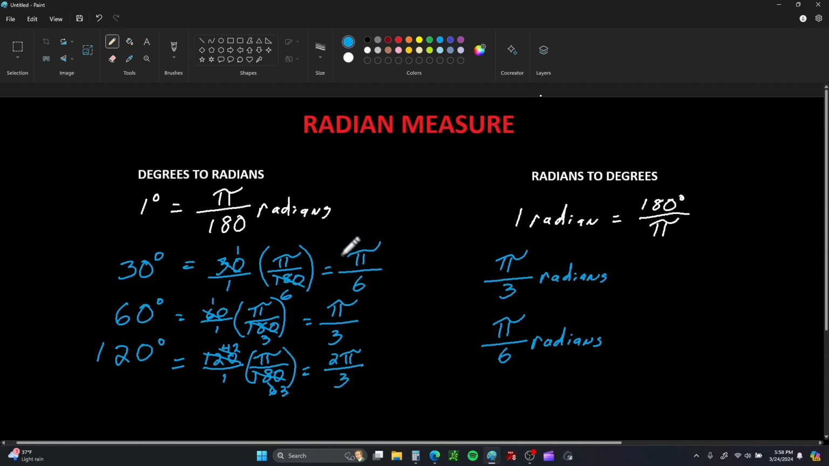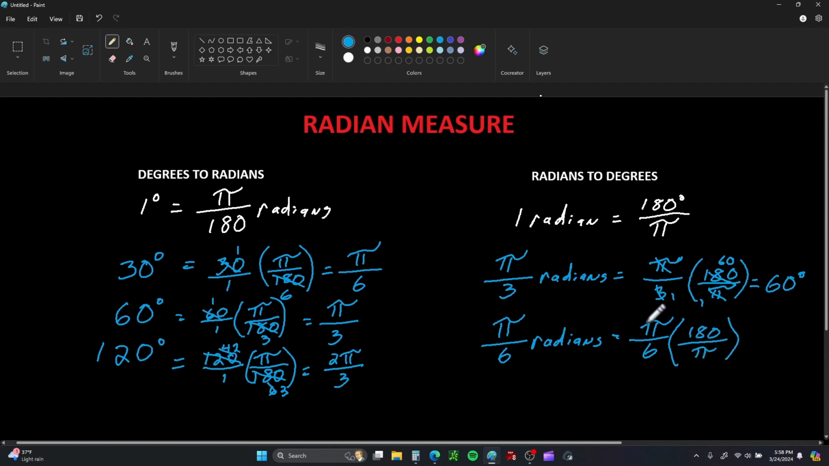And then over here, even though the answers are shown, we're still going to run mechanically through these to convert the radians back to degrees. So you have pi over 3 times 180 over pi. And what you get when you reduce is 60 degrees for the first one. And the second one, it's going to be pi over 6 times 180 over pi. And when you reduce, you get 30 degrees.